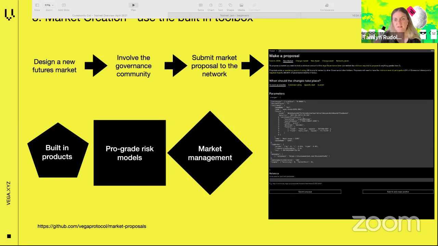Why does it have the tick size it does? Why is it settled in DAI, for example? What is the data that's going to be the oracle for the final settlement? And then things like the price monitoring auction parameters that we talked about earlier. There's a lot of decisions to make if you're going to design and propose a new market on Vega, but there is a supportive governance community helping with making those decisions, and of course that includes myself and the others on the team as well.